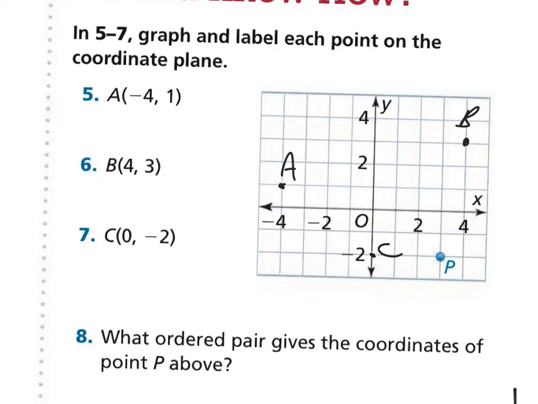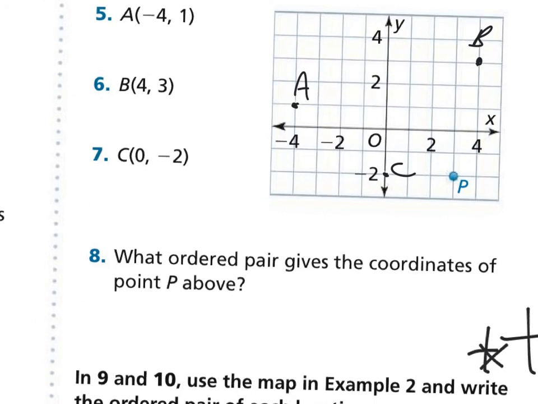Number 8, they're asking what ordered pair gives the coordinates of point P. For that one, we start at the origin. To get to P, we go 3 units to the right and 2 units down. So 3 to the right and 2 down. We go to 3 and then -2 because we went down 2 units. 3 on the x-axis and then down 2.